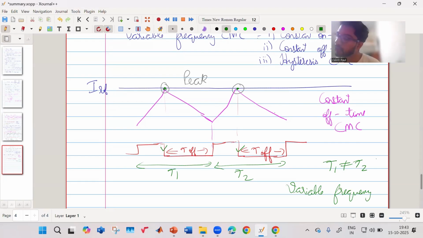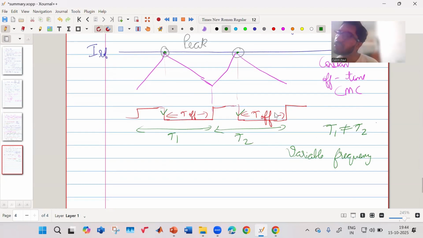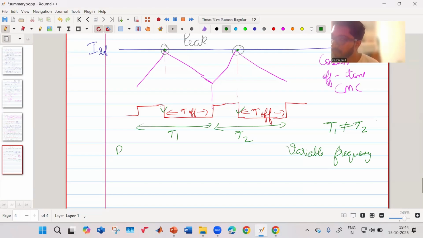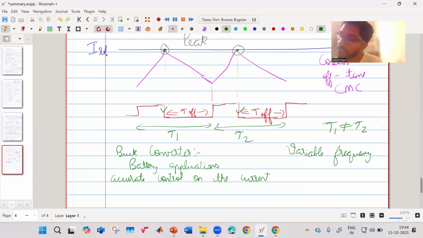So this is your constant off time current mode control where we are controlling the peak. And this is quite useful for buck converter. It is used for battery applications where they want to have accurate control on the current. So this is used for buck converters where you have this battery application and all.